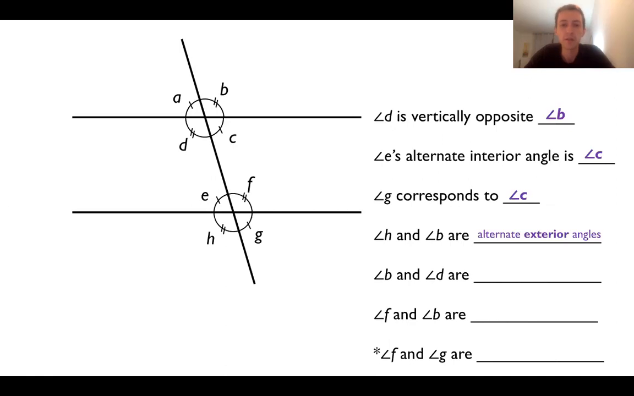All right, B and D, well, B is across from D. It's actually the same one as up here, vertically opposite. All right, F and B, let's look at F. F is in the top right of its intersection. B is in the top right of its intersection. They correspond positions, so they are corresponding angles.